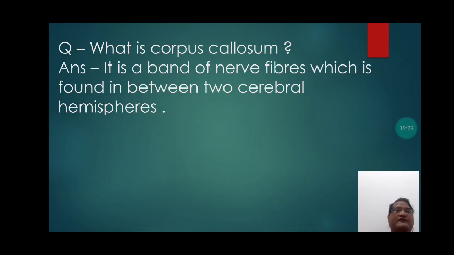Students, now let's discuss a very important question. What is corpus callosum? It is a band of nerve fibers which is found in between two cerebral hemispheres.